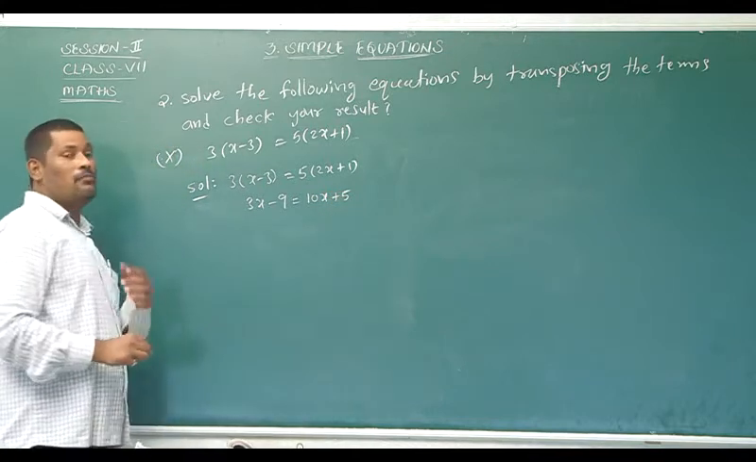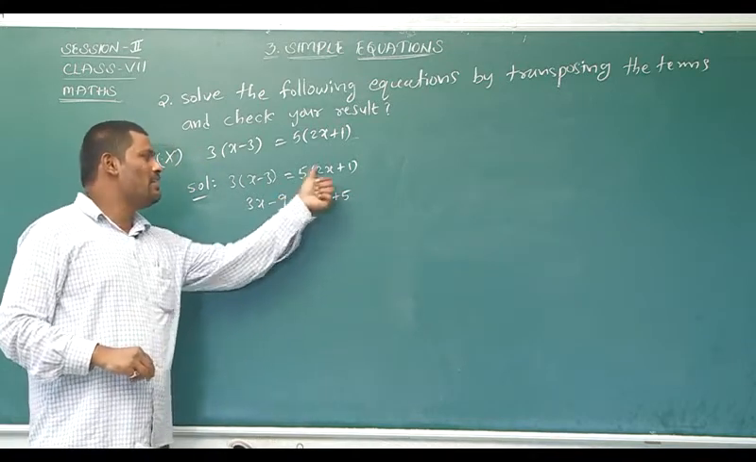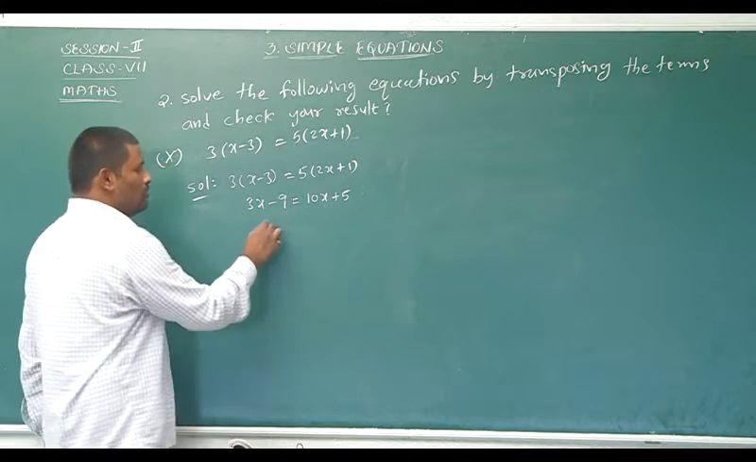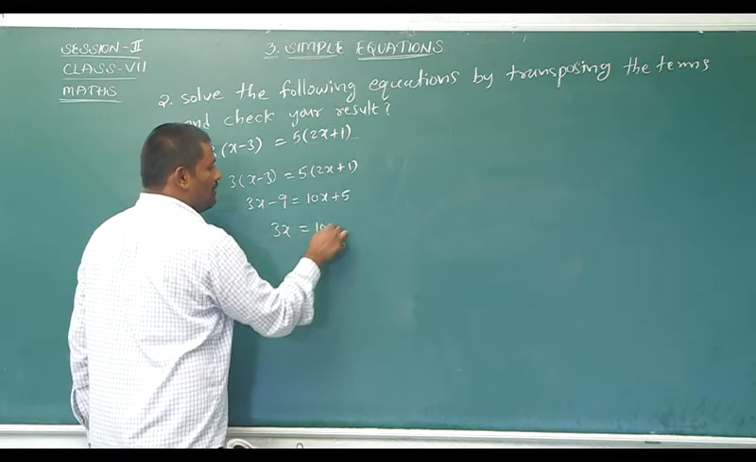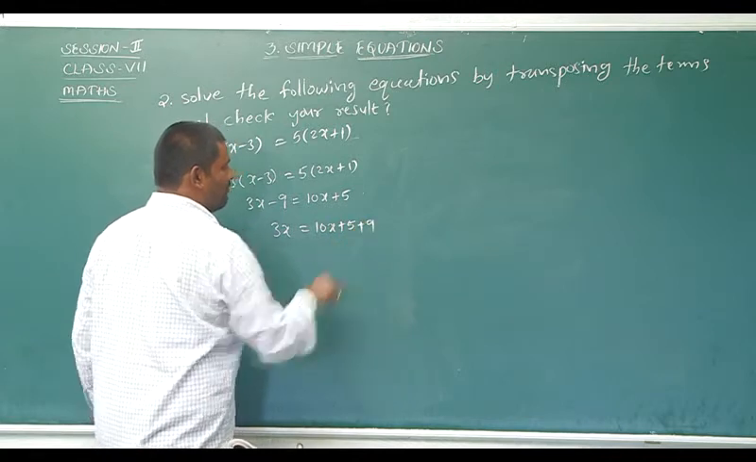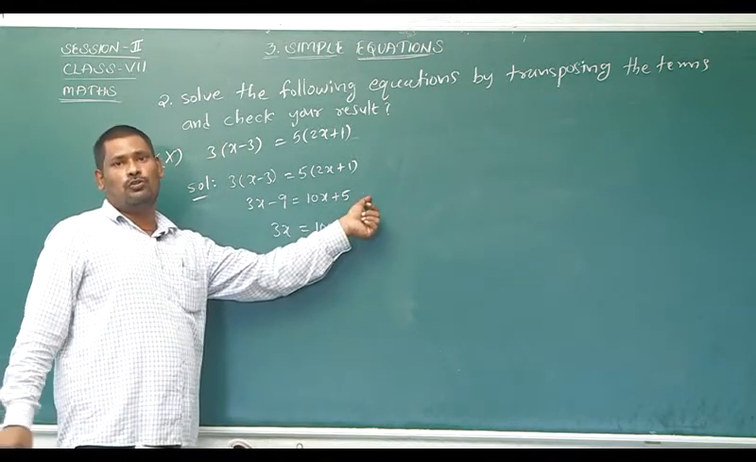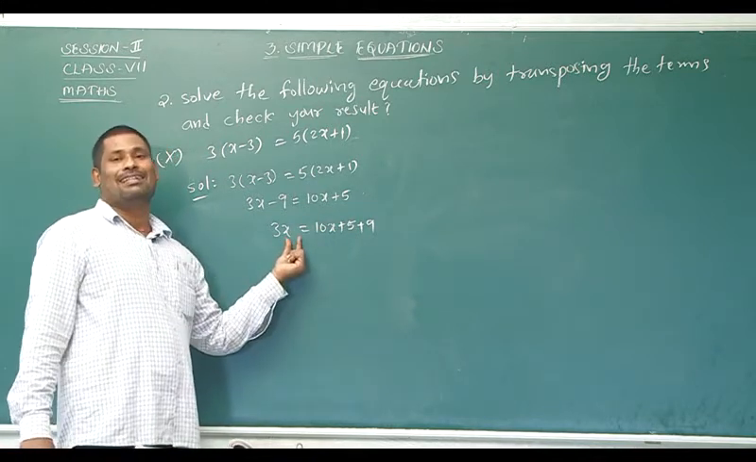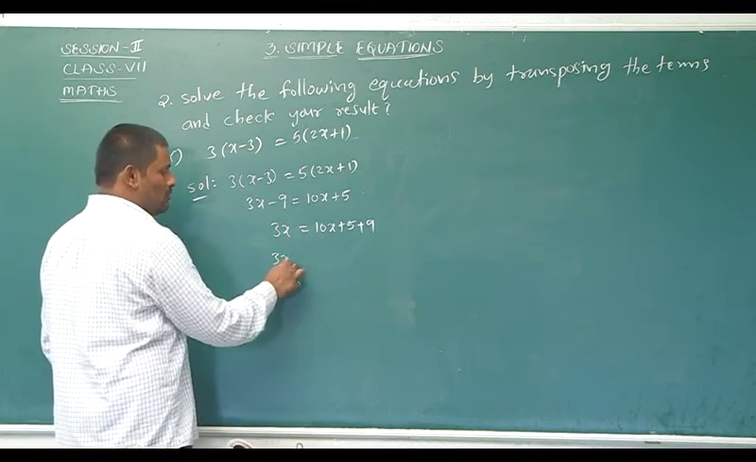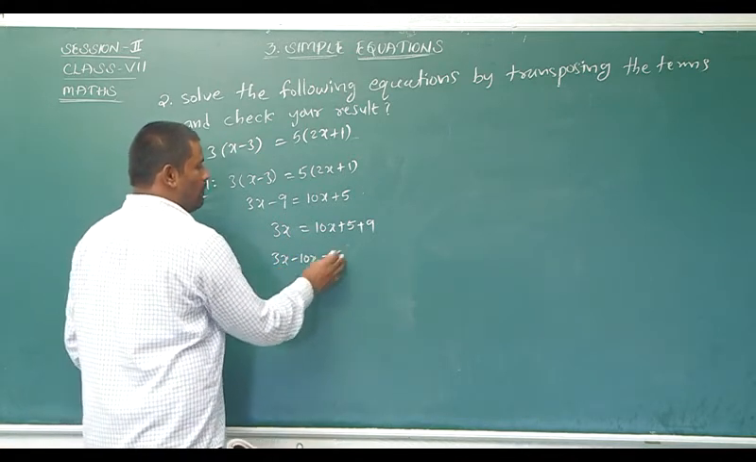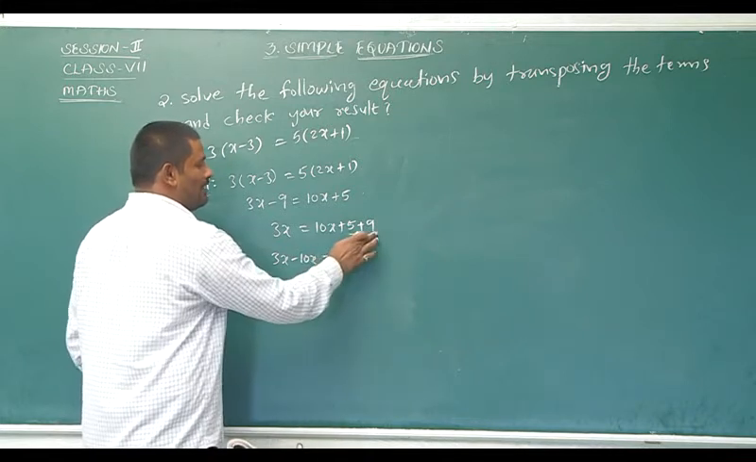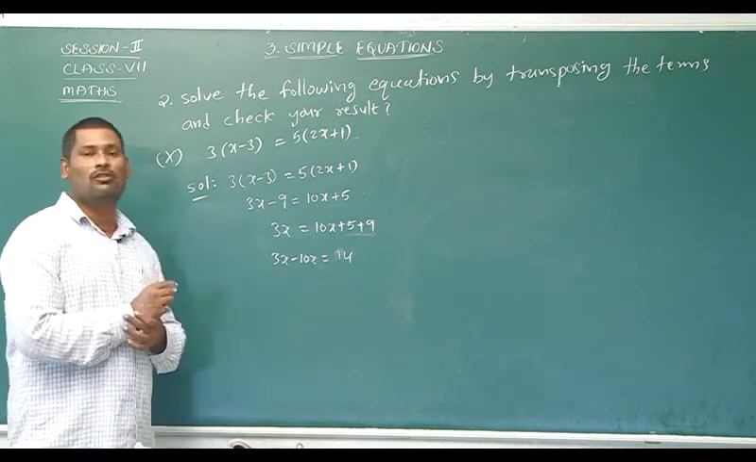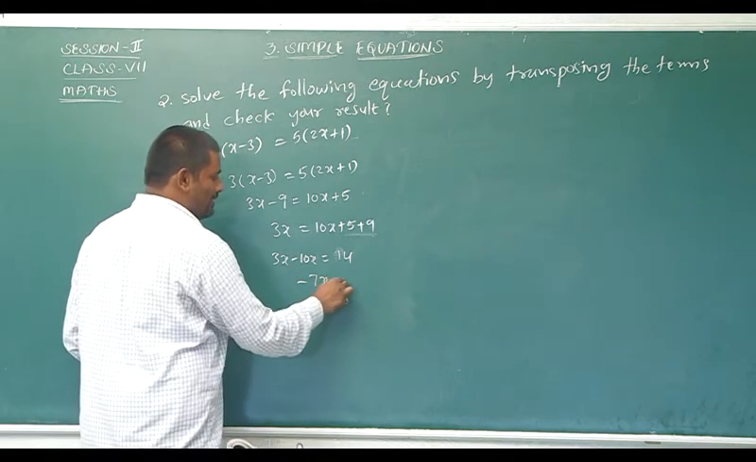And now here I am using the transposing process. Minus 9, if I transpose to the right hand side, it changes into plus 9 here. So 3x equals 10x plus 5 plus 9. Now plus 10x, if I transpose to the left hand side, it changes into minus 10x. So 3x minus 10x equals 5 plus 9, I get 14 here. Now 3x minus 10x equals what do I get here? Minus 7x equals 14.